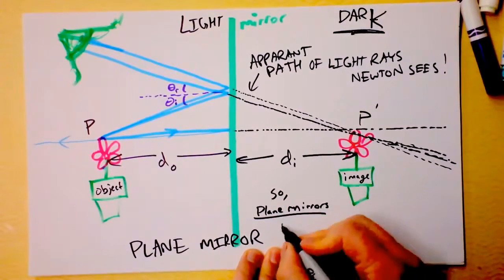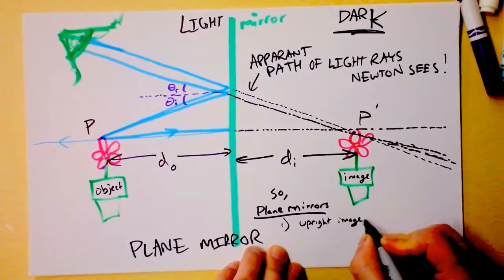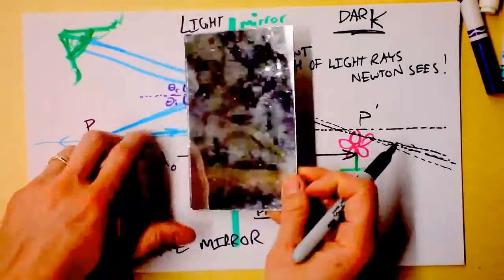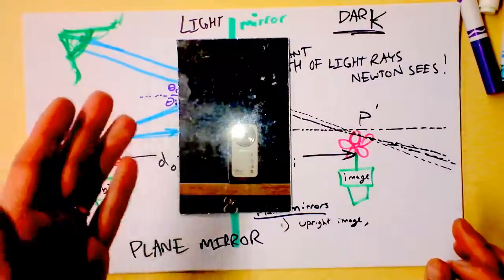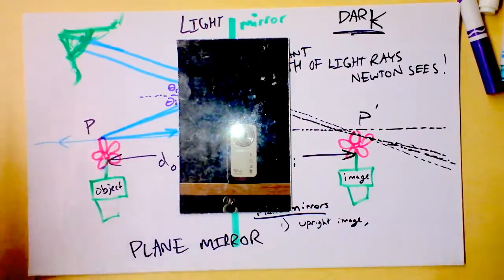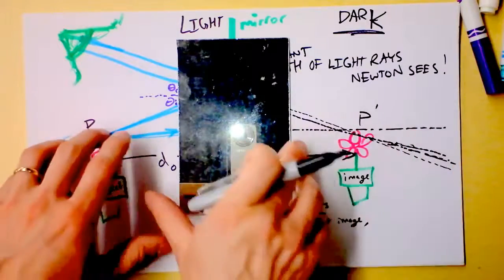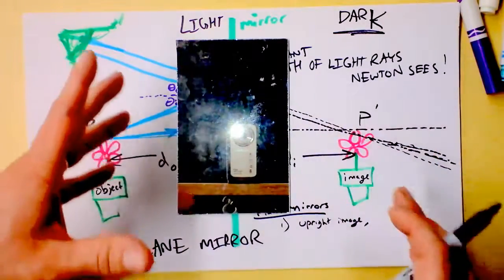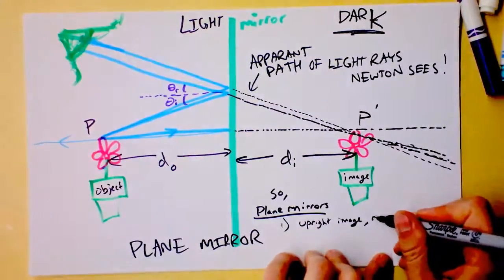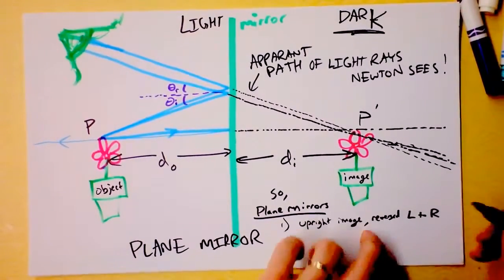Plane mirrors, let's see, upright image, but it's reversed left to right. You notice when you look into a mirror, and you're looking at your left side, it appears to be the right side if it were somebody else. You know what I mean? If you're looking at somebody else, you think that their right side is on your left side, but if you look at your left side in a mirror, it actually appears on the left side. So these guys are upright images, but reversed left to right.